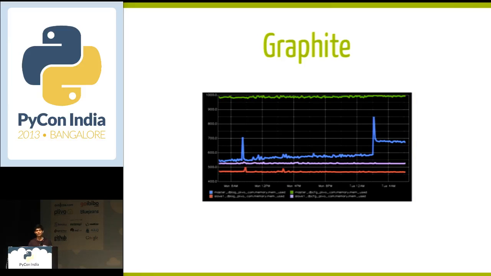So Graphite is this enterprise scale tool which is used to generate graphs and collect events. Okay, so this was developed by this guy called Chris Davis in this company called Orbitz back in 2006. It was open sourced in 2008, and Chris is still actively contributing to Graphite on GitHub.